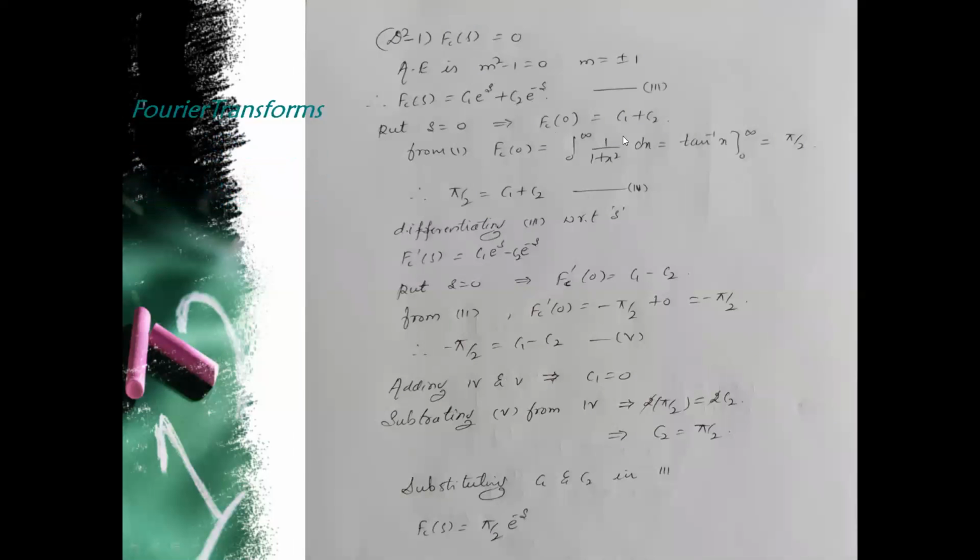Now what is this value of fc of 0? For that we go back to equation 1 here. In this, if you put s equal to 0, we get fc of 0. Now, if you put s equal to 0 here, cos 0 is 1. So, we are left with the integration of 1 upon 1 plus x square from 0 to infinity. So, fc of 0 is the integration from 0 to infinity of 1 upon 1 plus x square dx.